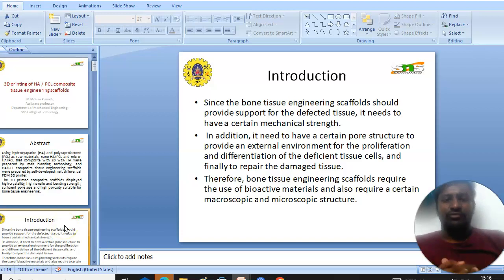Generally, the scaffold used in bone tissue engineering should provide support for the defected tissue. That is, it needs to have a certain mechanical strength. In addition, it should have bioactivity, which provides an external environment for the proliferation and differentiation of the tissue cells. Therefore, bone tissue engineering scaffolds require the use of bioactive materials and also require a certain macroscopic and microscopic structure.